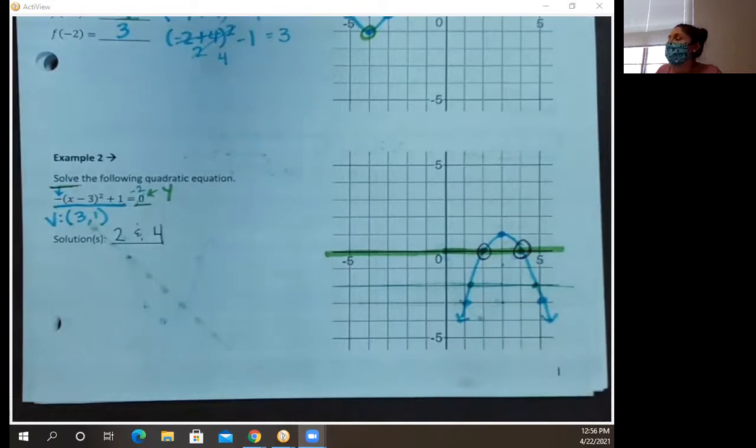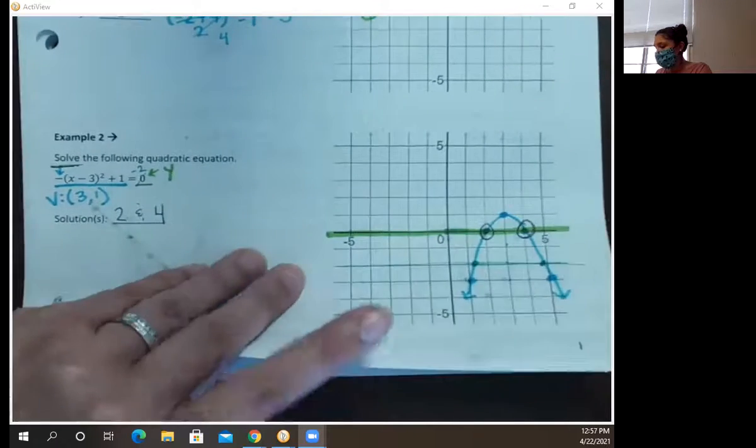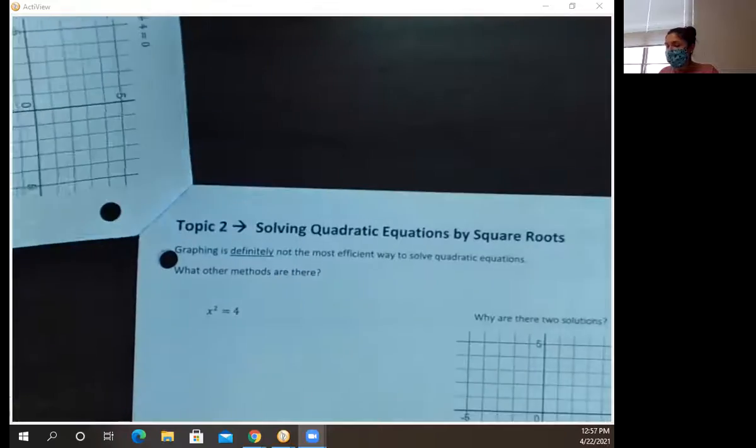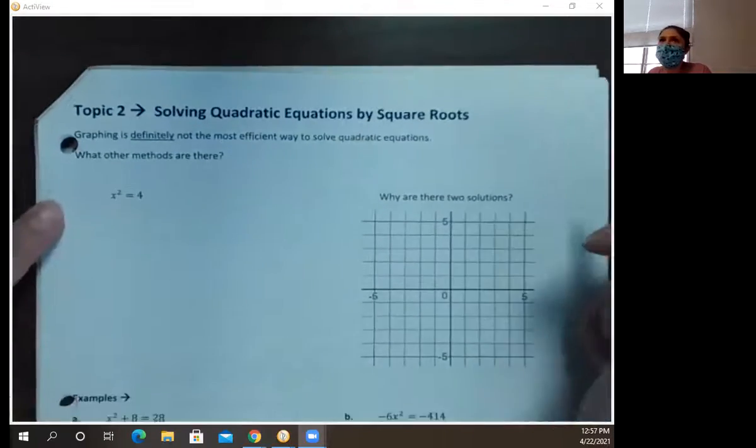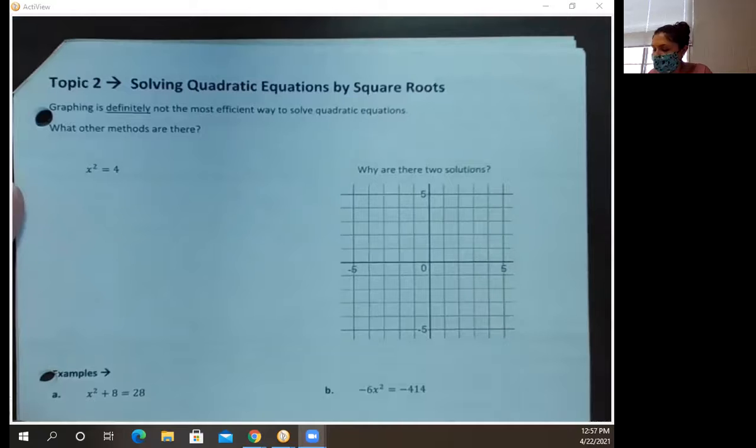So graphing is an option. It's not always going to be our best option. And in several cases, it's not going to be our most efficient option. So there are problems that we're going to look at that we can probably solve faster using a different method rather than graphing. Okay. So if you would for me, please turn to page 5 if you're not already there. Today we're going to look at another option, another strategy that we use.